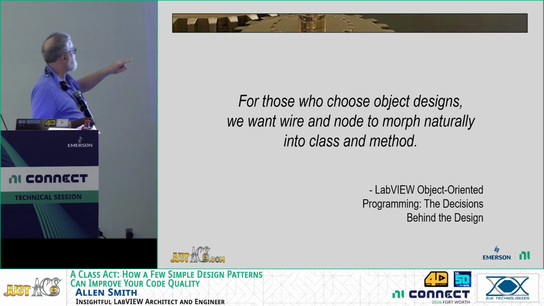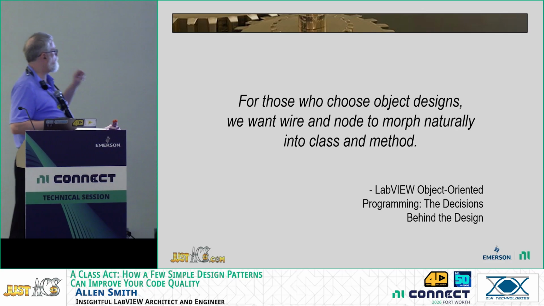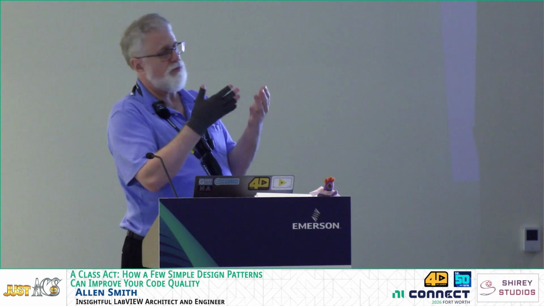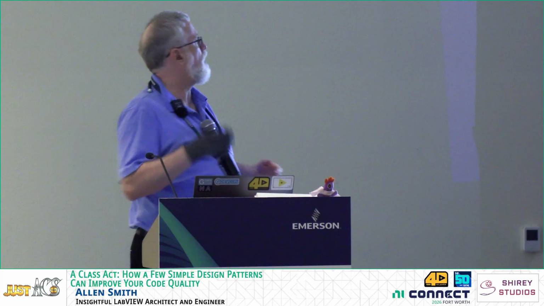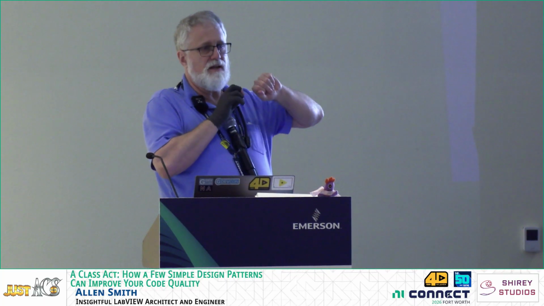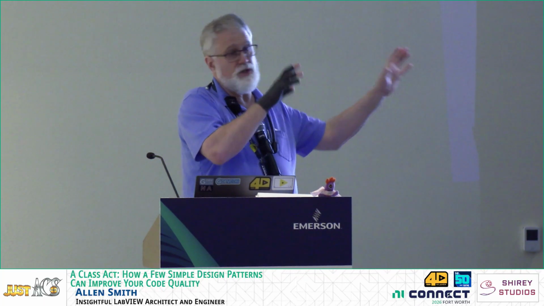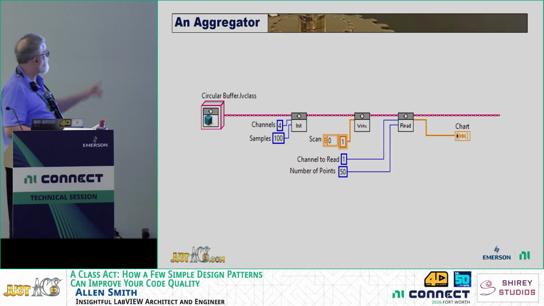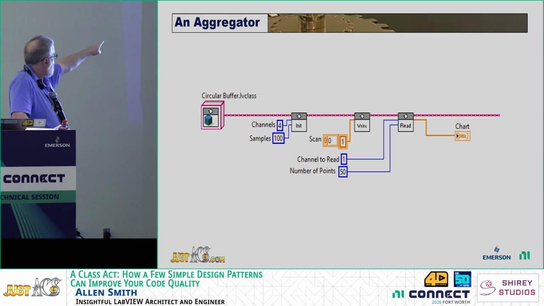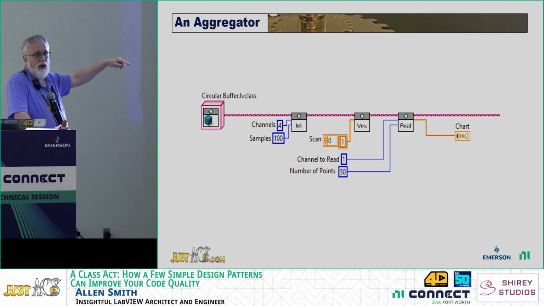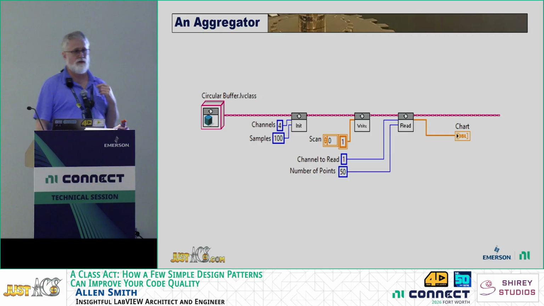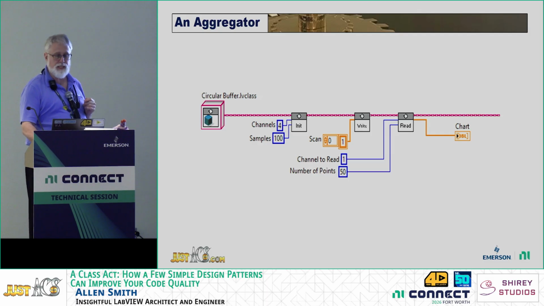For those who choose object designs, we want wire and node to morph naturally into class and method. When you're looking at your application and you want to turn it into classes, you're looking for those clusters of data that have VIs that go with them that you might put into a library. That's a class. So I still have the same VIs, but I've wrapped the data up in this class object, and the class is the thing that I pass around, and you no longer have the ability to directly manipulate the data in the data structure. And that is what an aggregator does.